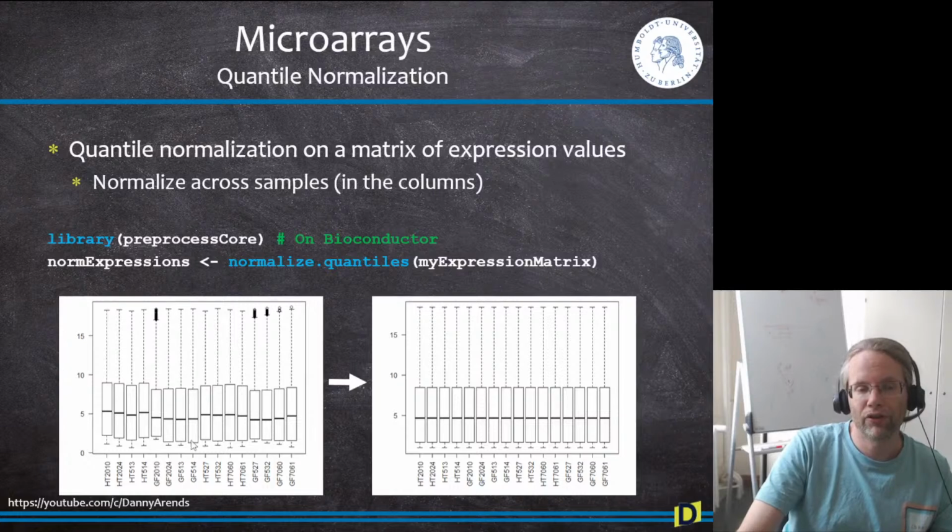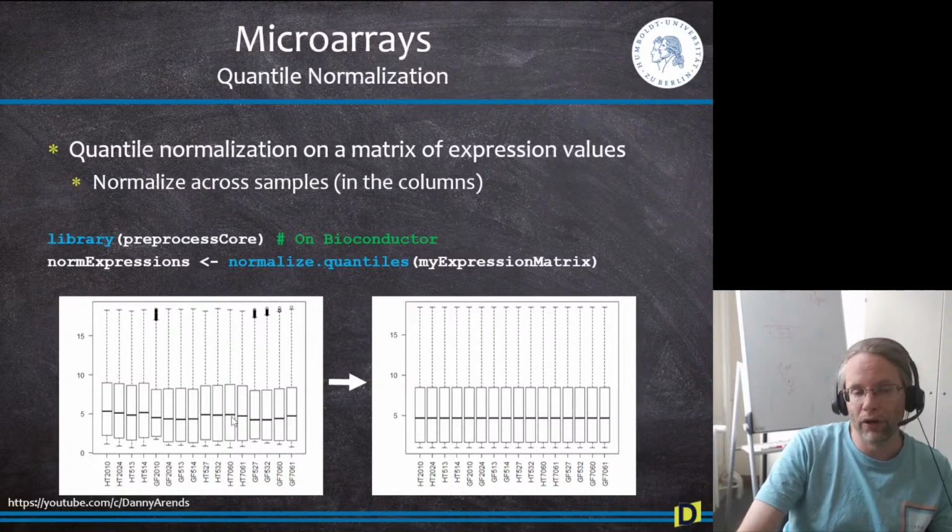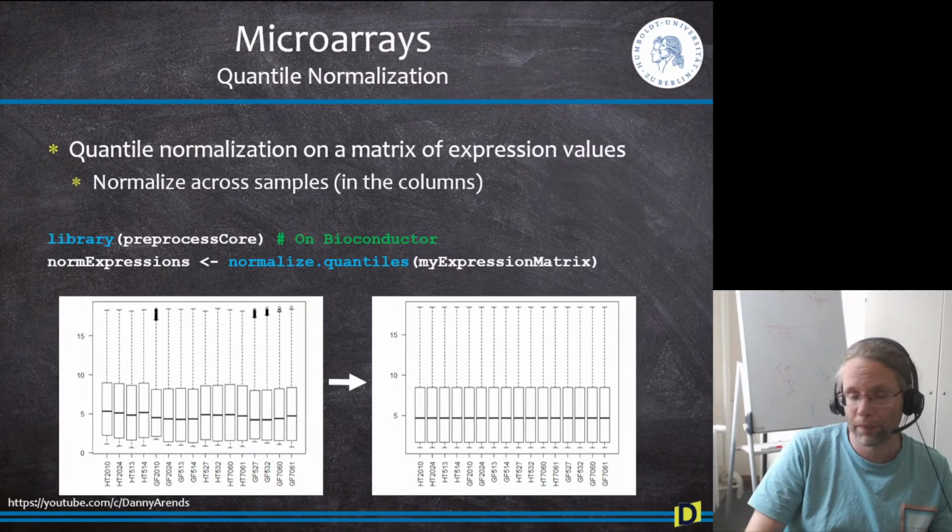And here we see some real data, which we will be working with in the assignments. This is what we see when we look at the raw intensity values that we get from the microarrays. Every array has a slightly different mean, and some arrays also have outliers, where something probably went wrong. But when we do quantile normalization, every array gets the exact same average value, more or less the same standard deviation, and the same quantiles. So we force the arrays into the same distribution.